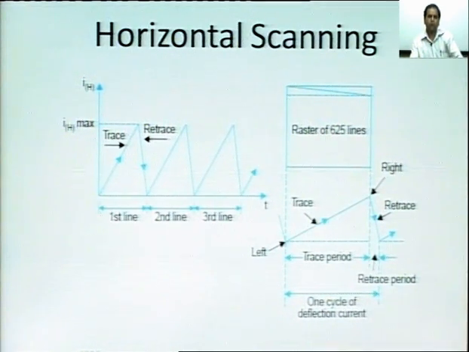This picture shows the horizontal and vertical scanning. Here this is horizontal scanning, on the raster. When the current rises, it is called trace, and the beam spot moves from left to right, as shown by the firm line. When the retrace occurs, that is, when the current falls and its direction is reversed, it is shown by the dotted lines. The beam spot will move from right to left. During this, no picture information is collected, nor is it displayed.